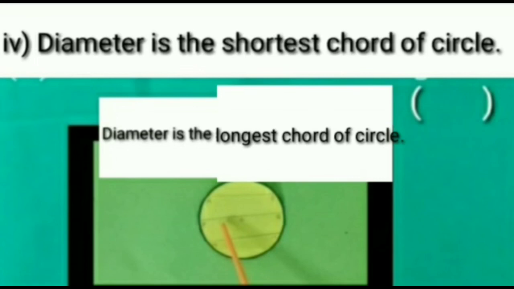But the given statement, diameter is the shortest chord of circle, is incorrect. So we will put a cross in front of it.